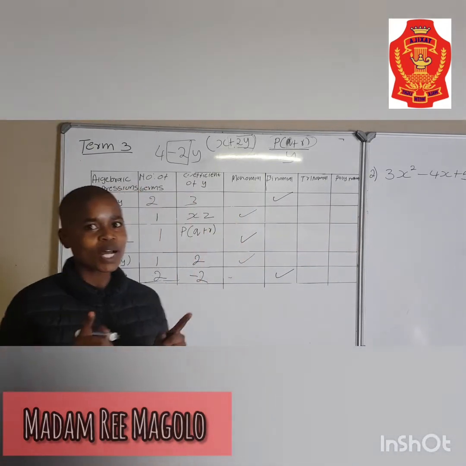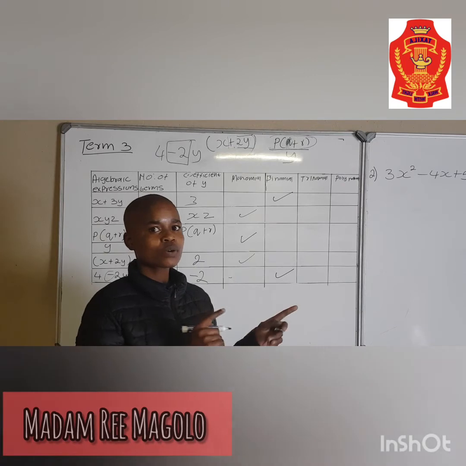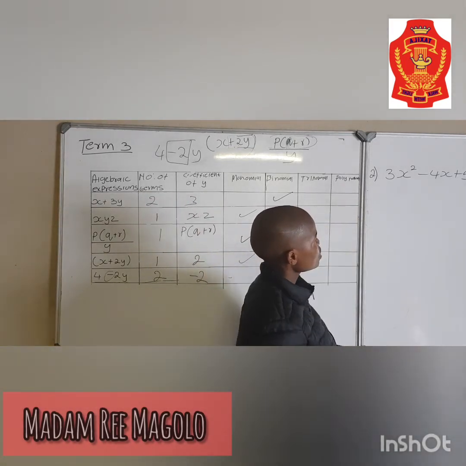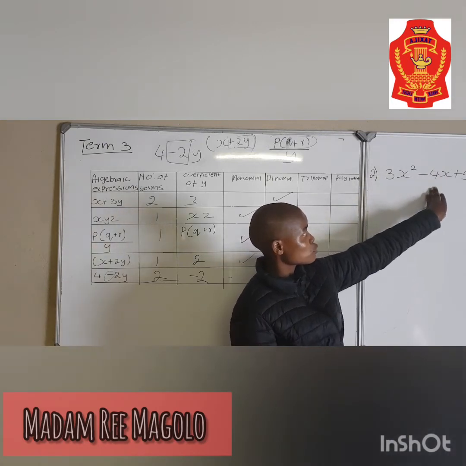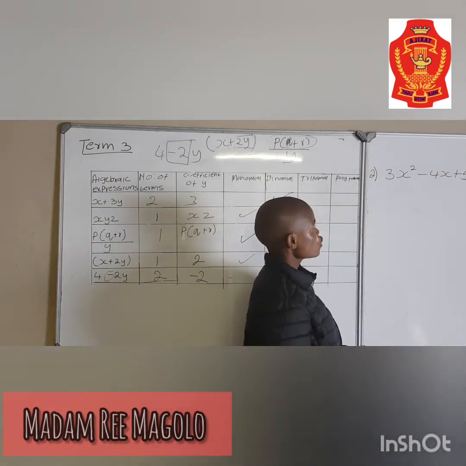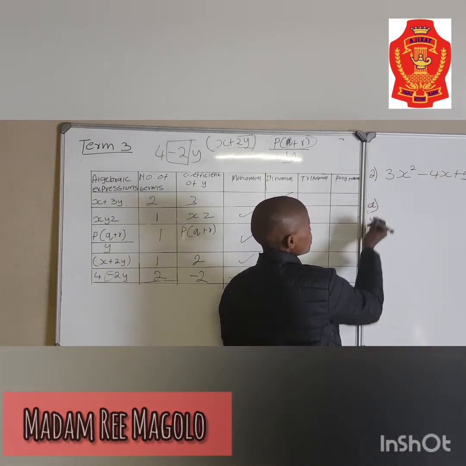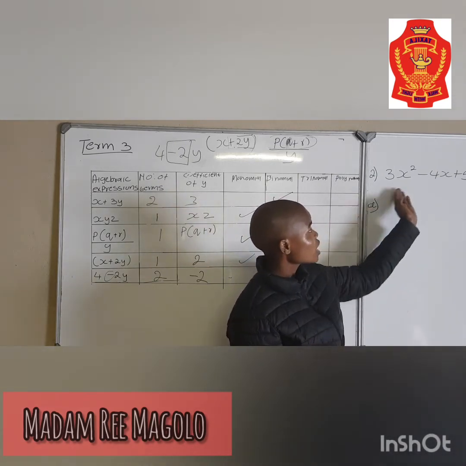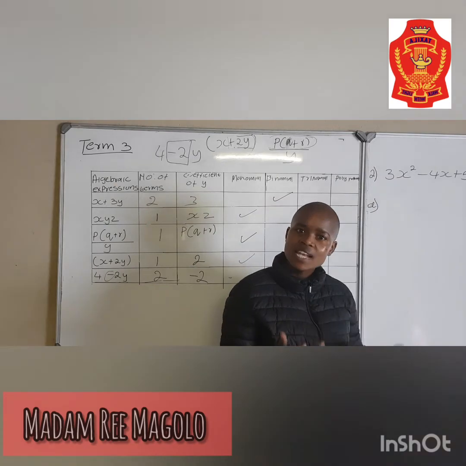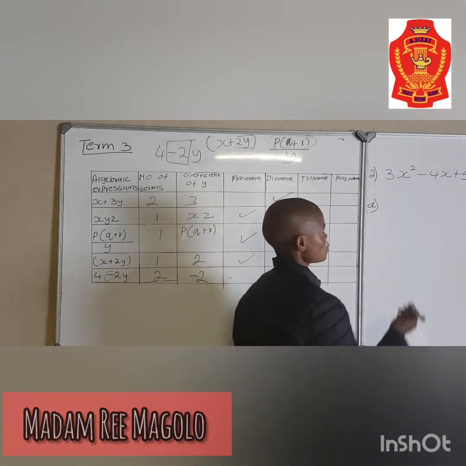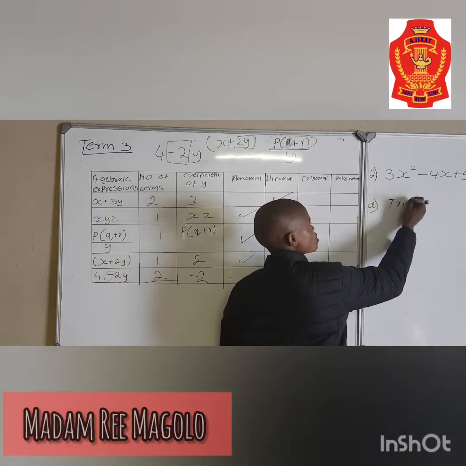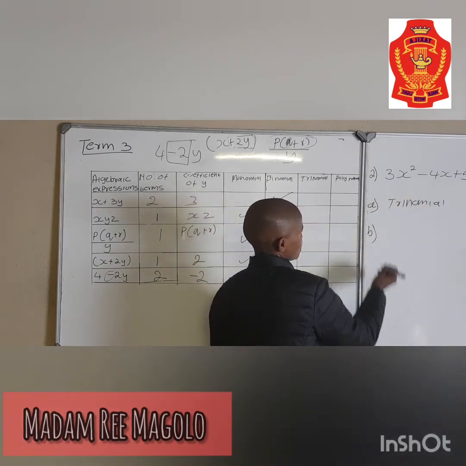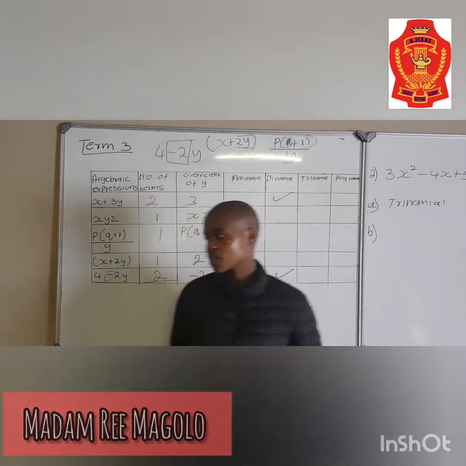I'm just going to do one last activity with you, just so that we are all on the same page. So we've got another expression here, which is 3x squared minus 4x plus 5. A question might arise asking you how many terms we have there. We have got 3 terms, and if they say name the expression, then you will say it is a trinomial. And letter B, how many terms? Of course, we said 3.